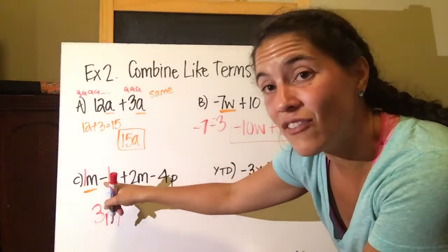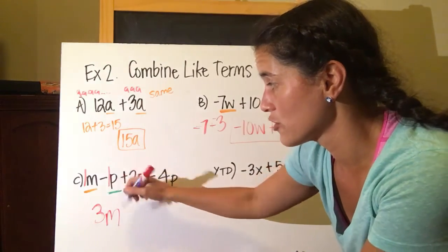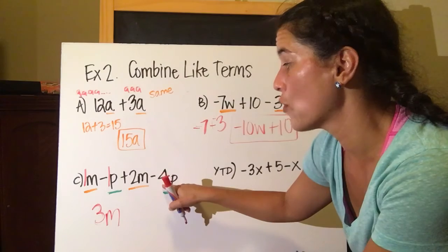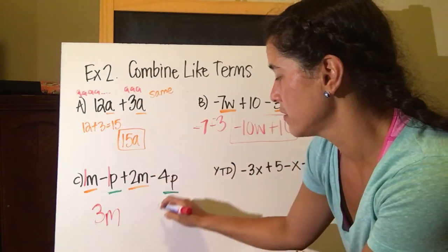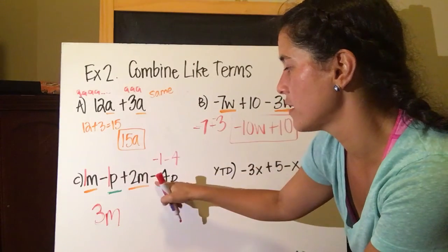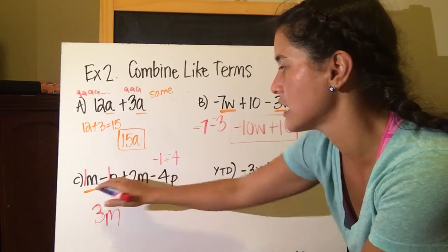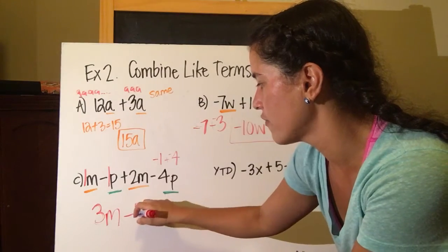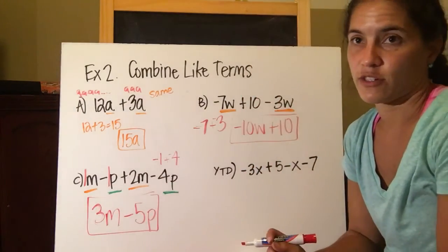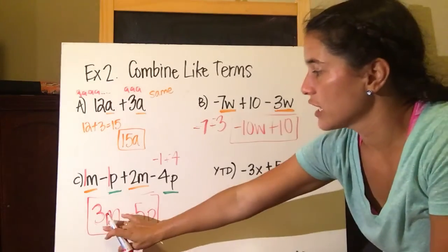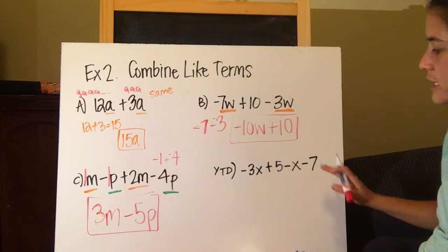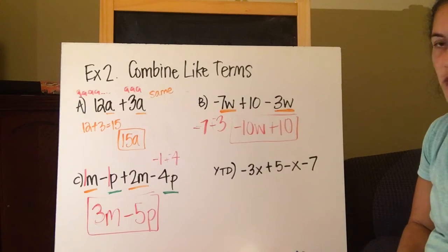I'm going to combine. This is a negative 1P. So again, if you need to touch twice, this is a negative 1P. And this is a negative 4P. Negative 1 and minus 4. Negative 1, negative 4 if you need to touch twice. So you see it's going to be a negative 5P for my answer. 3M minus 5P. All right, you try D. So you look at D, pause it, press play when you're ready to see the answer.